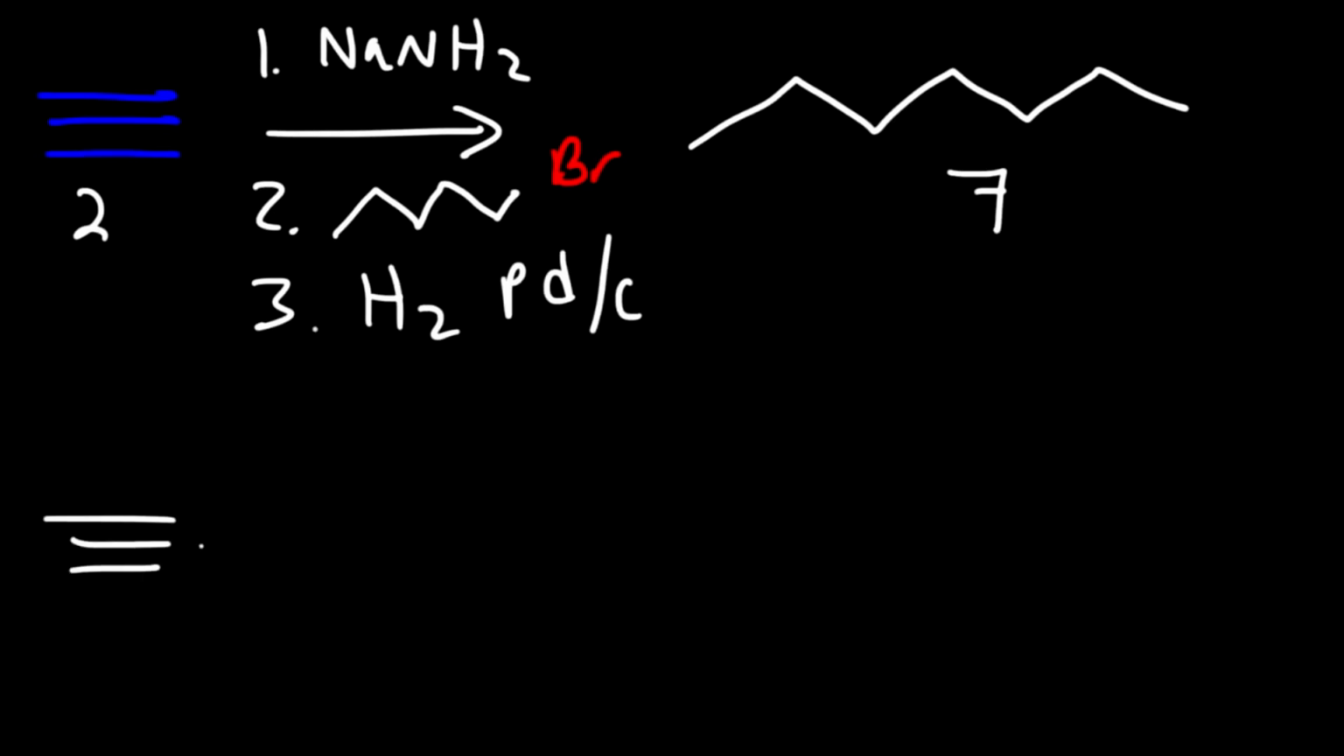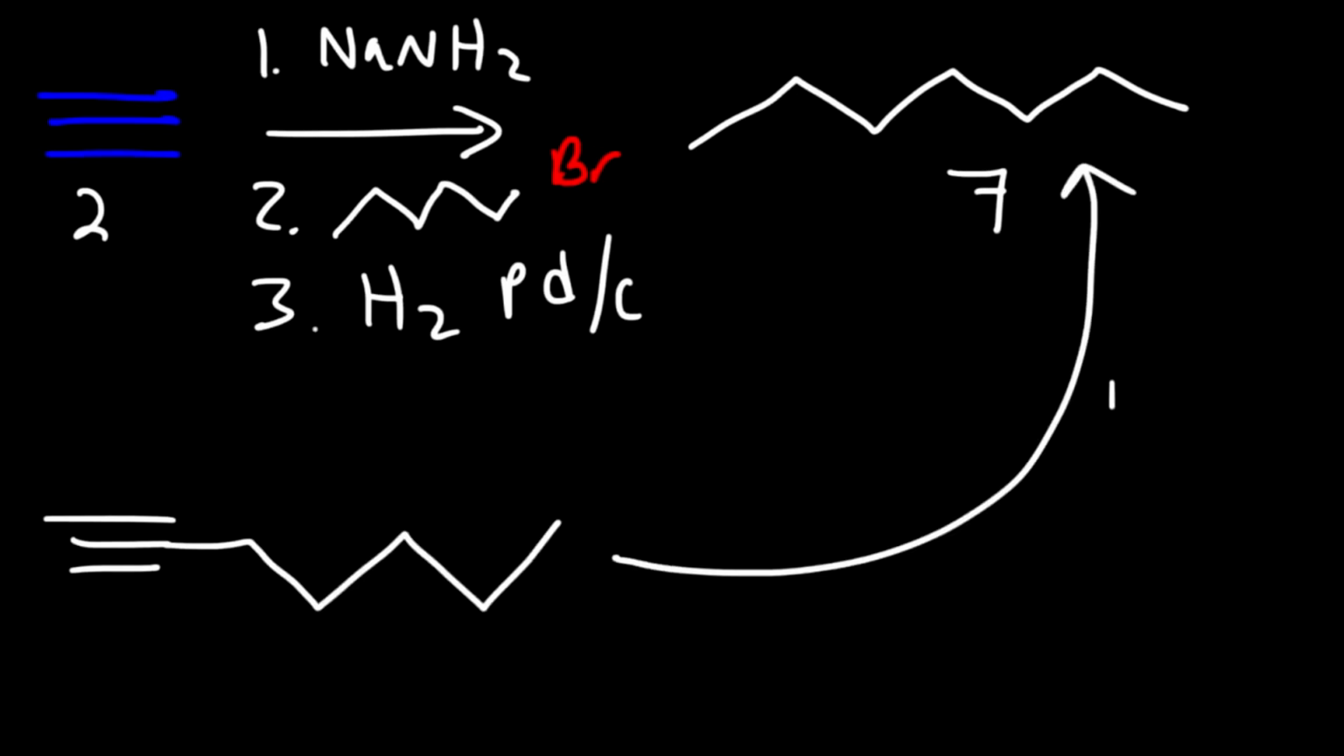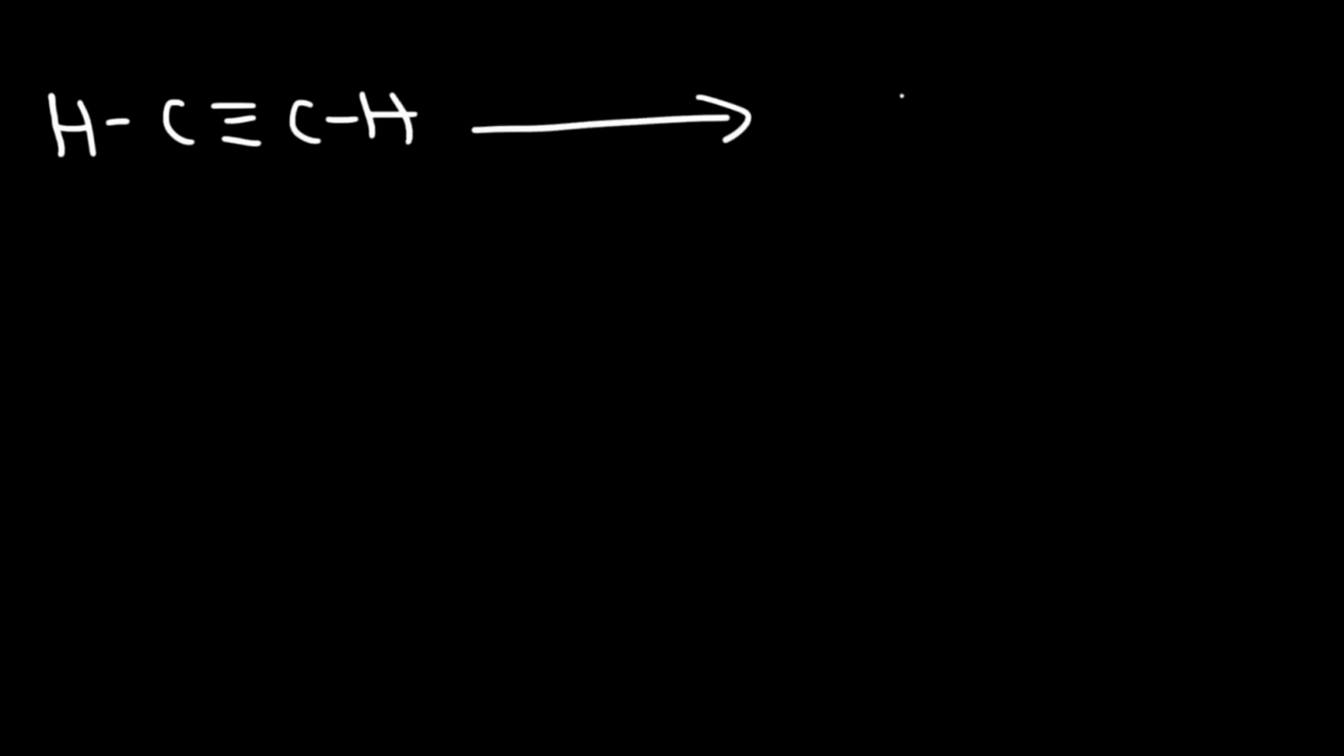So this molecule will be converted to this once we use hydrogen gas. It's just going to turn into an alkane. The triple bond will be reduced to a single bond. Now, starting with this alkyne, how can we make this product, 3-hexanone? What reagents do we need in order to make it?